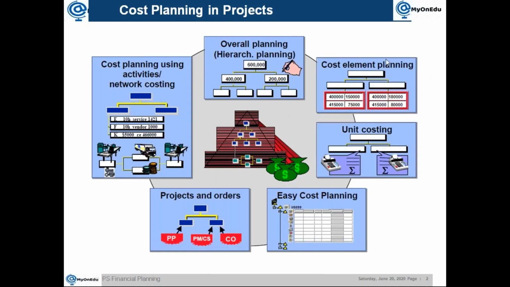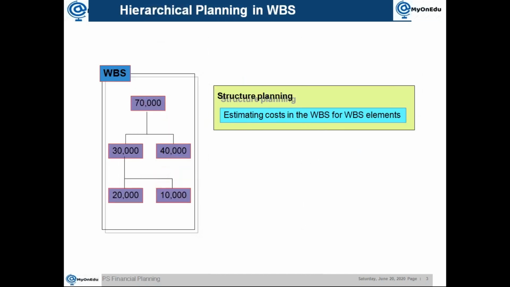Then there is detailed planning, cost element planning, which is again a manual planning. And there are other methods, for example unit costing, easy cost planning, and there is also an automatic cost planning using network activity. So we will be covering these two. This one, I will explain as part of this. Easy cost planning is specific, so whoever has a specific requirement, we will cover it in a separate course. So these things we will be covering.